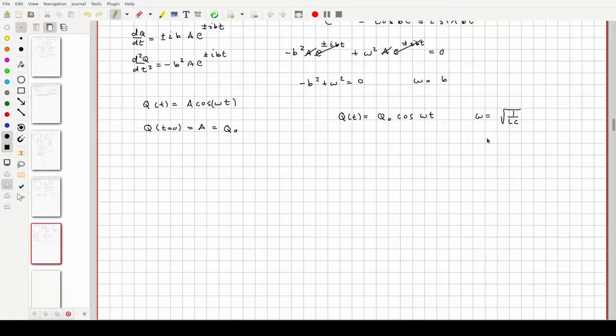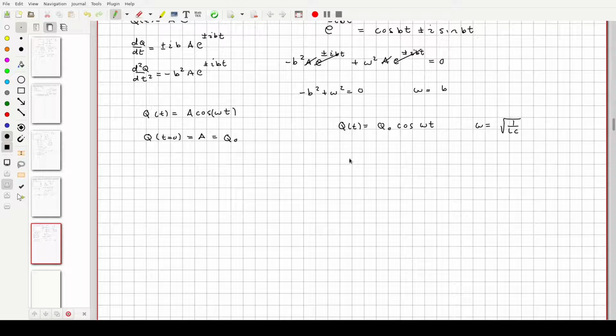So it's periodic. Now from this we can also get the current as a function of time, because I is just dq/dt. If you take the derivative of this with respect to time, the derivative of a cosine is a minus sine. You have to use the chain rule to bring the omega out, which means this would be Q naught times omega sine omega t, and then you have your minus sign sitting out in front.